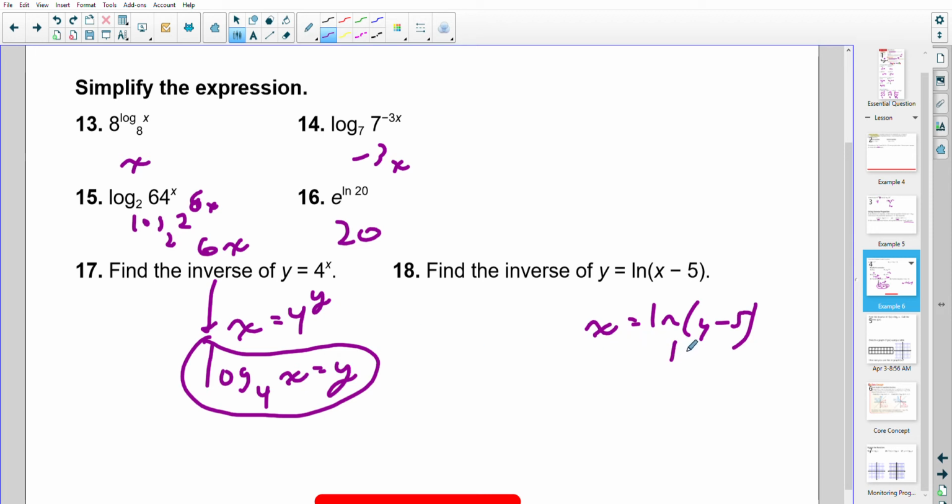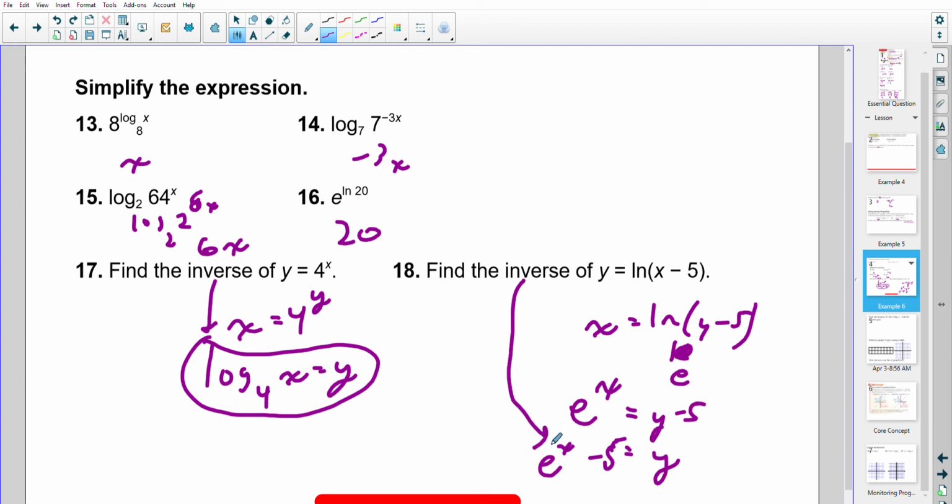This one, there's a 10 here. Nope, I'm sorry, there's an e here because it's the natural log. So it's, again, changing that form. e to the x equals y minus 5. And you're not done. y is equal to e to the x minus 5. And again, that would be the inverse of this natural log function.